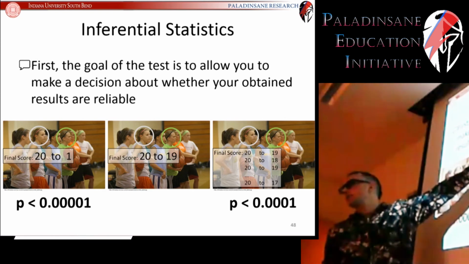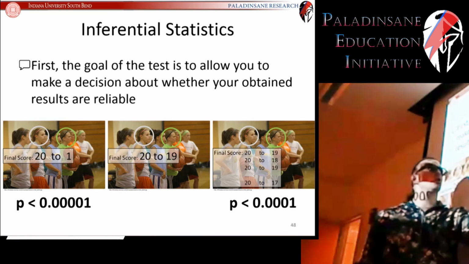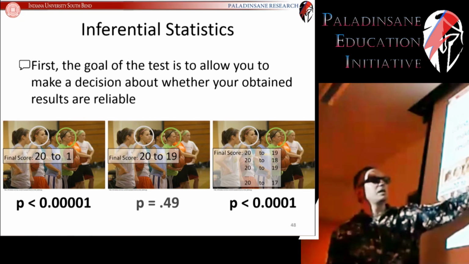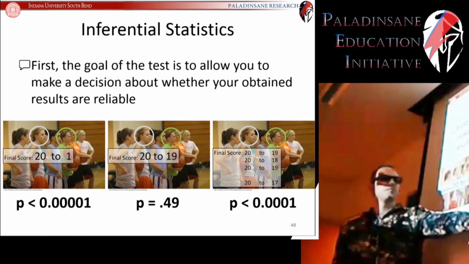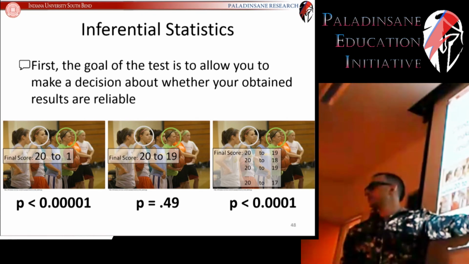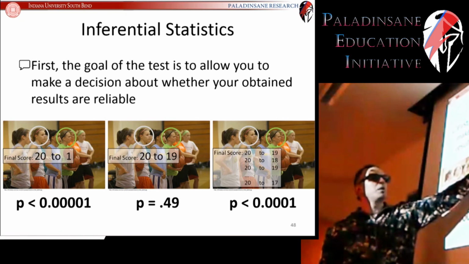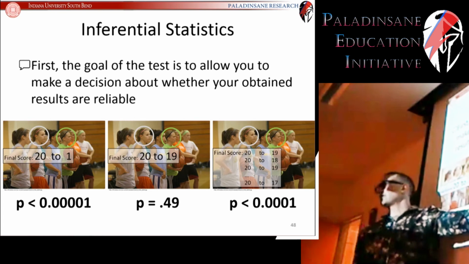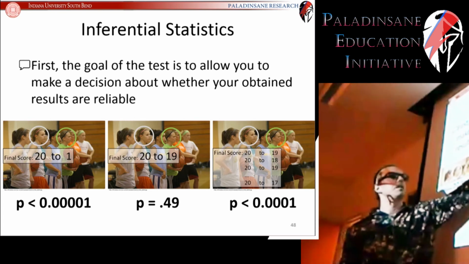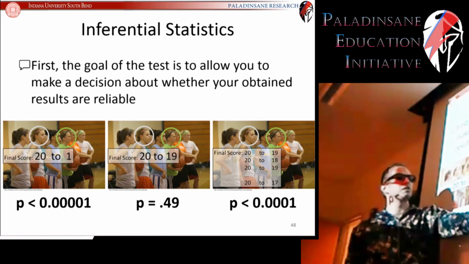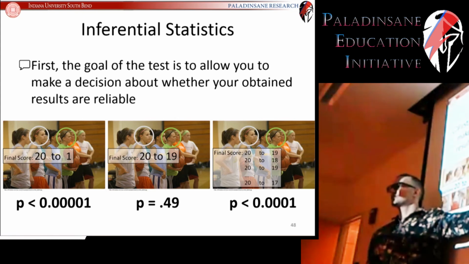Either she's the better basketball player or this was a chance occurrence. And because it's so close, the probability that you could get this result when their skills were the same is about 49%, right? This is basically a coin flip here. So the probability that she's the better basketball player is 49% right now. The probability that they're equal in their basketball abilities is 49%. That's way too high. That's way too high for me to say that there's a difference.